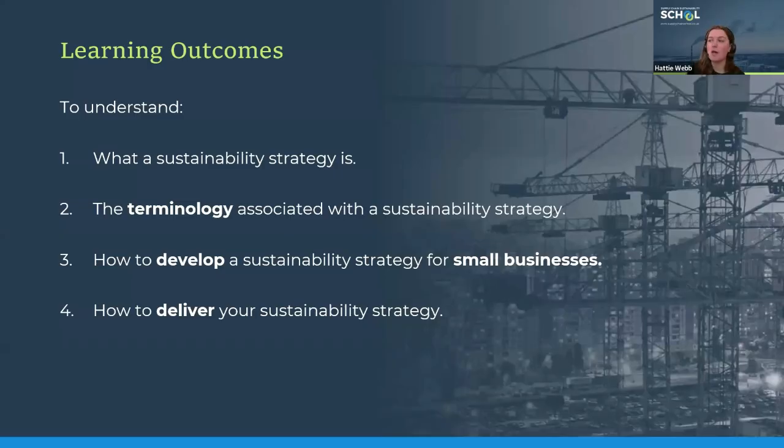Okay, what are we going to be covering? We're going to be looking at what a sustainability strategy is, the terminology associated with a strategy, how to develop a sustainability strategy for small businesses, and also how to deliver a strategy as well. My background is in carbon and sustainability strategy, so I deliver strategies for our clients as part of my consultancy work. So it's great to be able to do these sessions and also bring in my experience of working with smaller businesses as well, and how they've managed to develop and put together a strategy, given the fact that small businesses have less resources, maybe less time to be able to dedicate to sustainability.